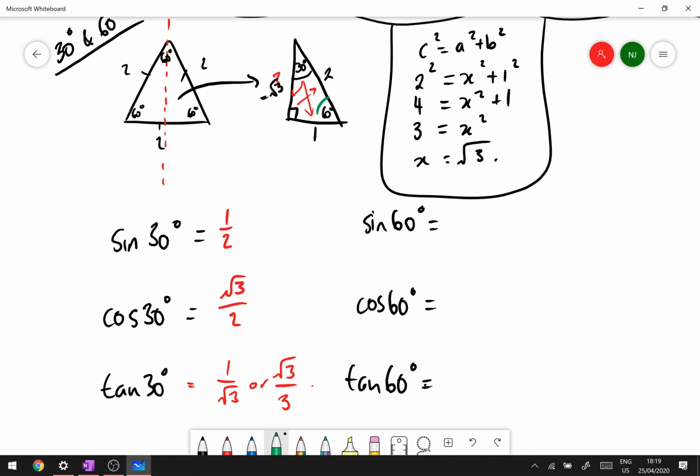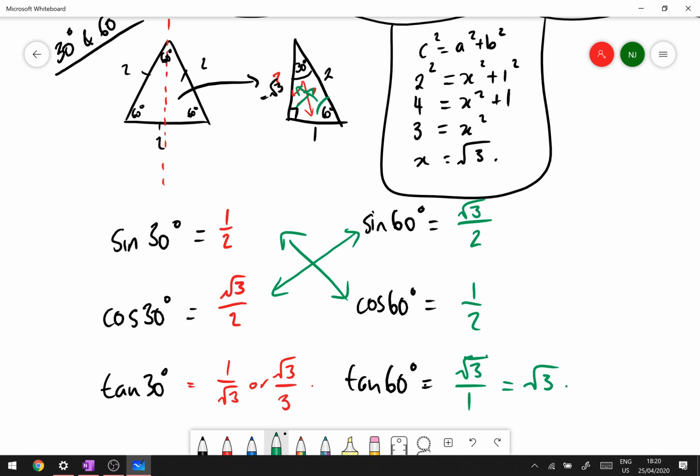Sine is opposite over hypotenuse, so the opposite is root 3. The hypotenuse is 2. So it's root 3 on 2. And you'll notice that it's actually the same as this value here. Cos of 60 degrees is 1 on 2, so a half. And you'll notice that these ones are actually the same. And then tan of 60 degrees, that is root 3 on 1, which is just root 3. So that one simplifies nice and easy.